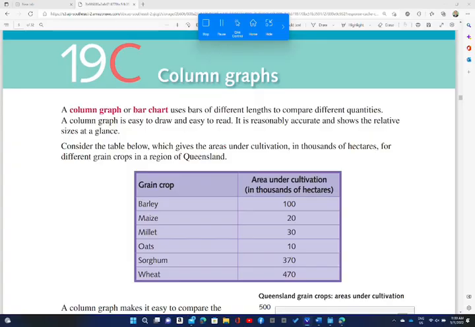Here we go. So a column graph or bar chart uses bars of different lengths to compare different quantities. So there's your definition, guys. You need to write that down. A column or bar graph uses bars of different lengths to compare different quantities. Each type of graph that we use, you're going to see, has different strengths and weaknesses. And one of the strengths of the bar graph is that it's really easy to compare.